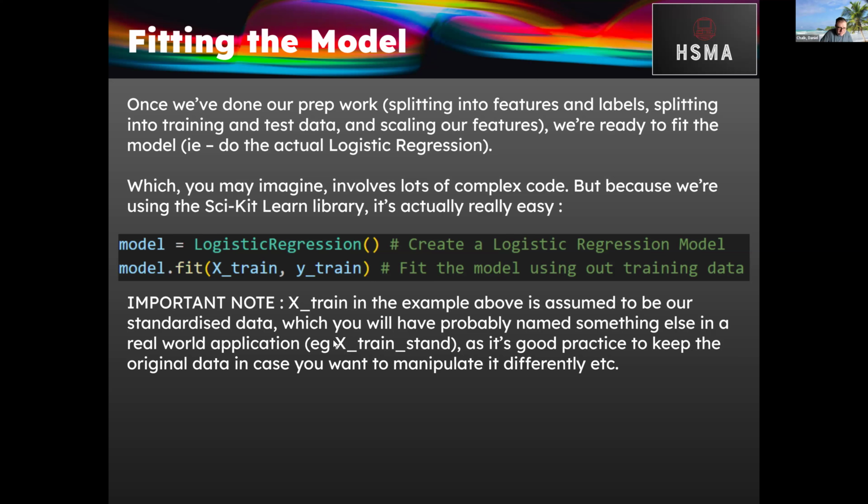I should just flag up in this example here, I've passed in X train and Y train. This is essentially supposed to represent our standardized data, okay? In reality, and I think in the examples you'll be looking at this morning, once you've standardized your data, it may not be any longer called X train. You might have called it something like X train stand, because it's good practice not to overwrite your original data in case you want to do something else with it. So if you want to try normalizing it instead, you could go off in a different direction. So in reality, the thing you're passing in there may well be called something like X train stand. It depends what you've called it. But whatever you pass in, that needs to be the standardized data, not the original raw data with the features on very different scales. Okay, so I'm just flagging that up. I've done it there for simplicity, but you'll see in the examples this morning how this works.